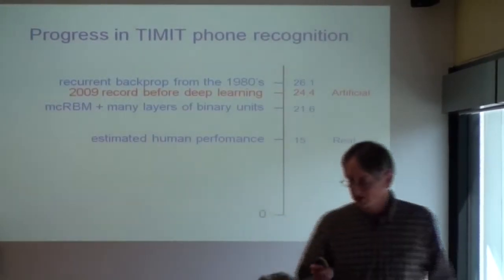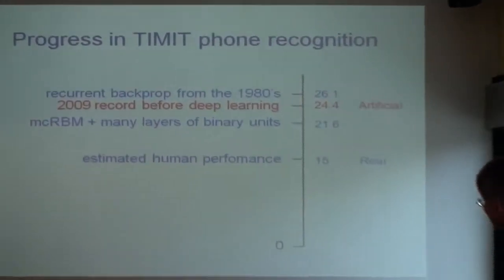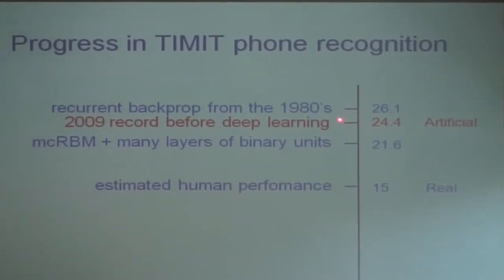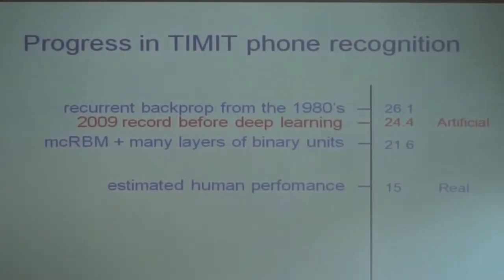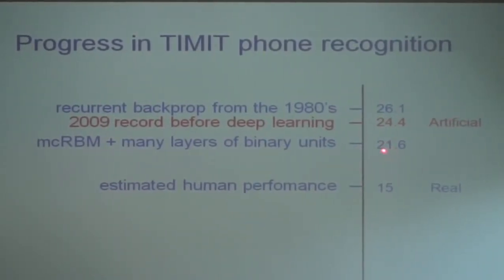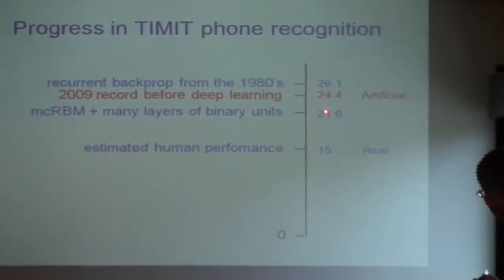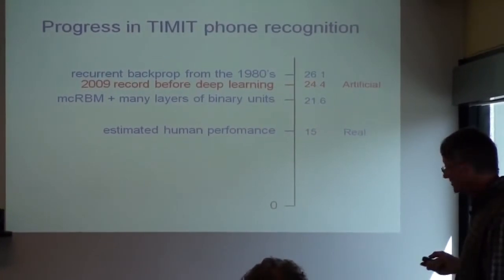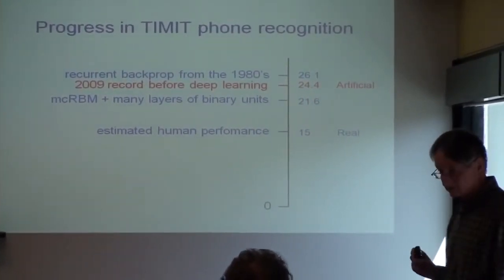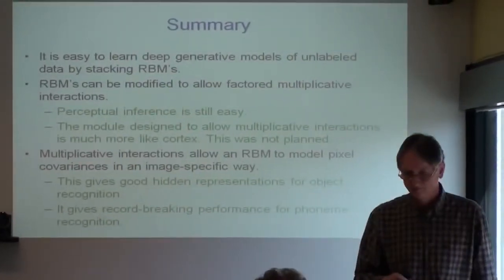So here's phoneme recognition over the years. Backprop from the 80s got 26.1% correct. Over the next 20 years or so, they got that down to 24.4% using methods that weren't neurally inspired, so I'll call them artificial. We've now got down to 21.6%. An estimate of human performance is about 15%. I don't know much about how they did this estimate, I'm afraid. But we're nearly a third of the way from artificial to real. So we need 2 more ideas and we're there. OK, I'm done.